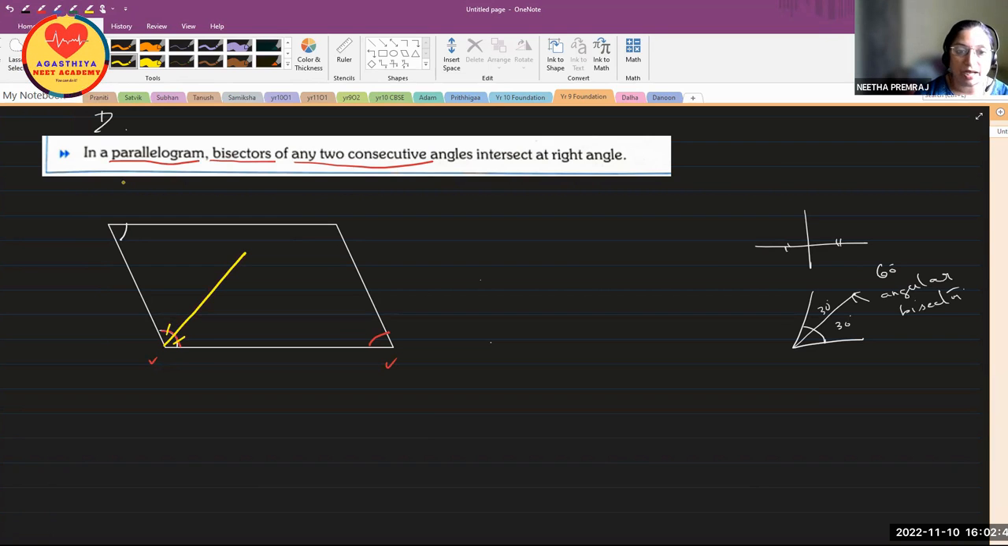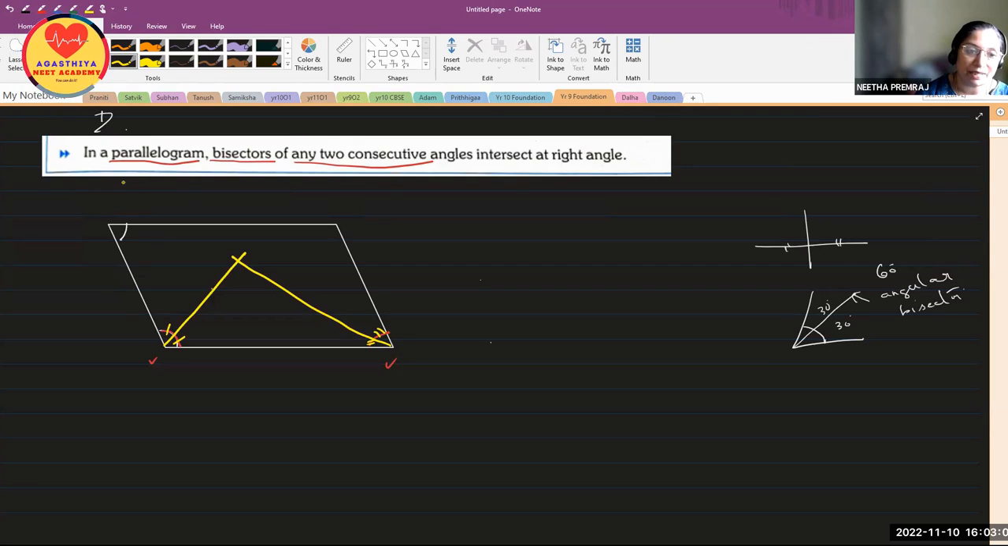In the same way, I draw a bisector for this angle also. Bisector to this angle, so it equally divides. Now if this is 100, this is 50 and this is 50. If this is 60, then 30 and 30, like that. It is called a bisector.